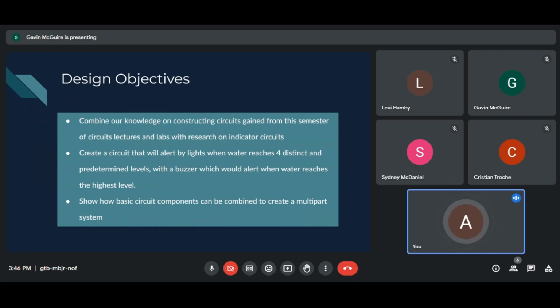We wanted to create a circuit that will alert by lights when water reaches 4 distinct and predetermined levels, with a buzzer that would also alert the user if they miss the lights when the water reaches the highest level. We chose a circuit to show how basic circuit components can be used and combined to create a multi-part system.